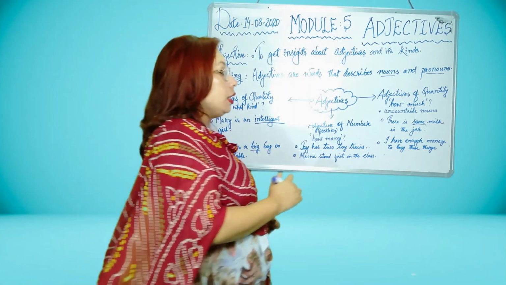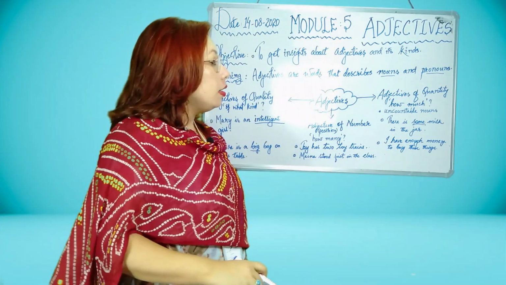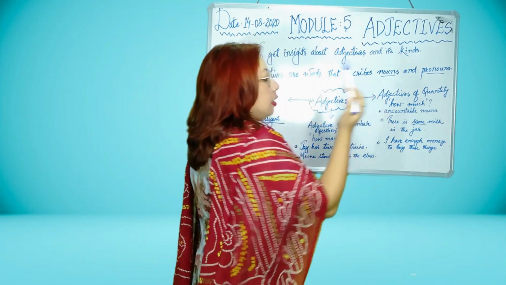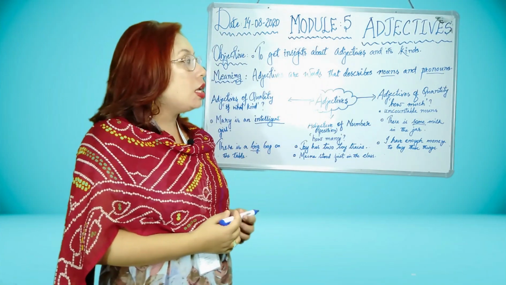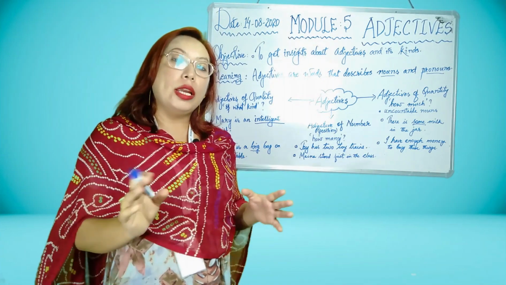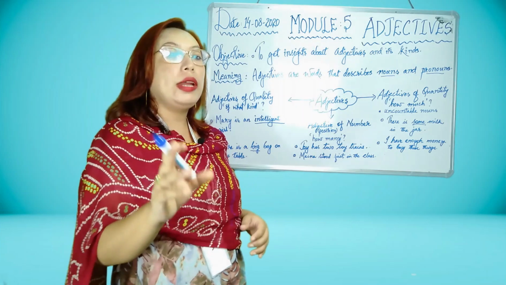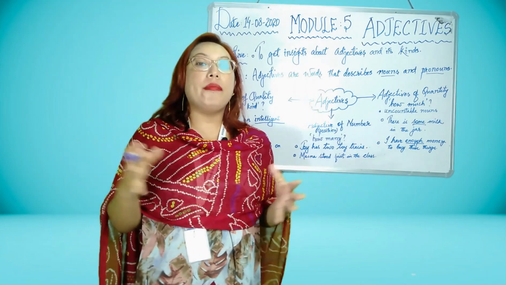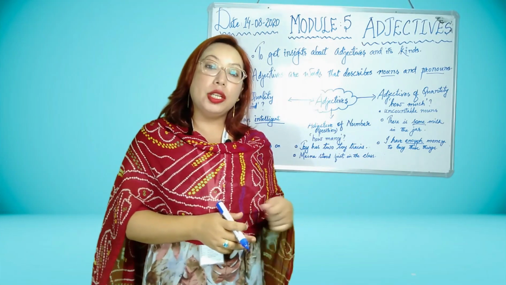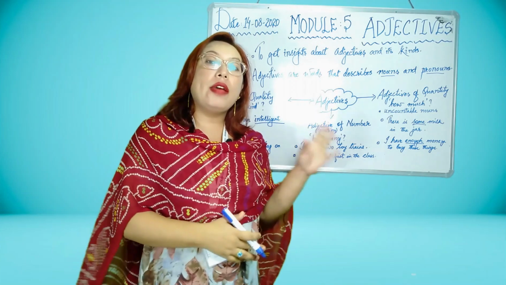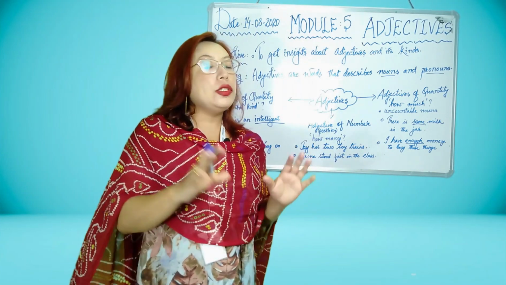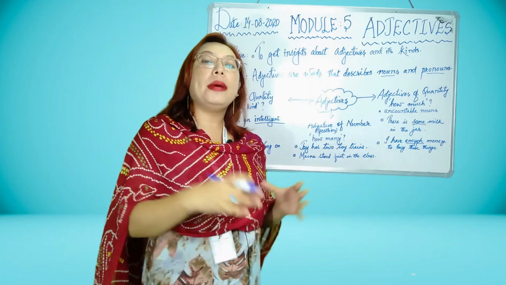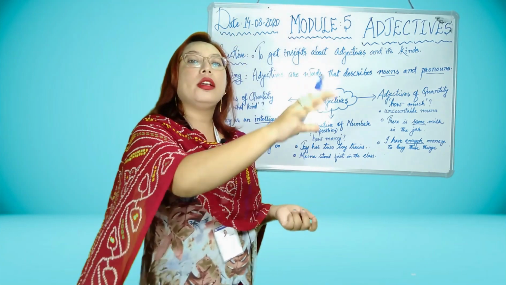Okay, so similarly, look at the other example. I have enough money to buy these things. Now in this sentence, students, can you identify the adjective of quantity? Yes, you are correct. That is enough. Enough money. A specified amount of money like 500 is not being mentioned here, right? I have 1,500 or 2,000, it's not mentioned, but just the quantity is mentioned, that I have enough money. The money is sufficient to buy the clothes, right?